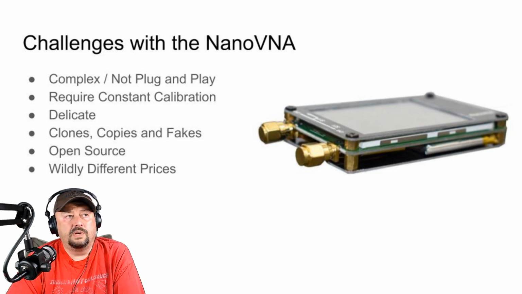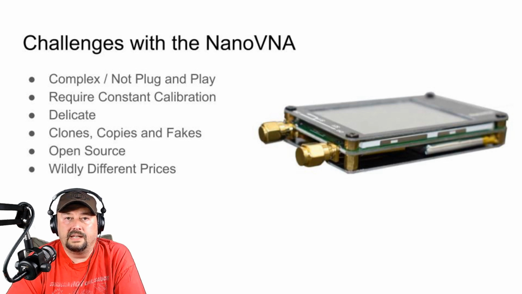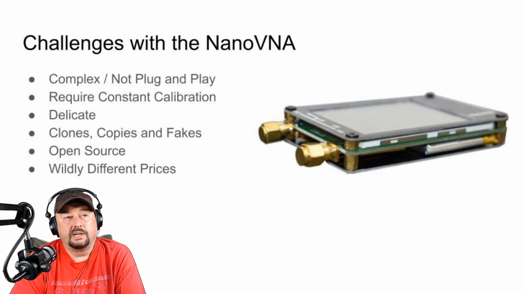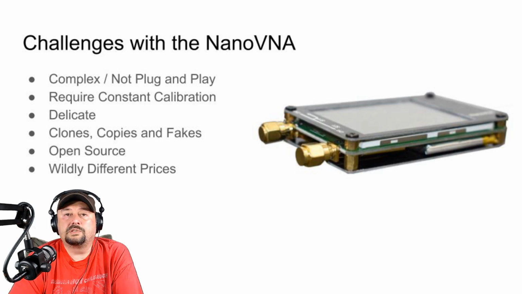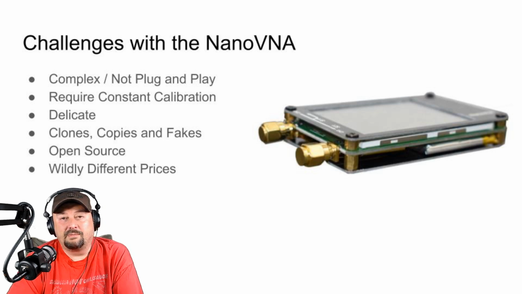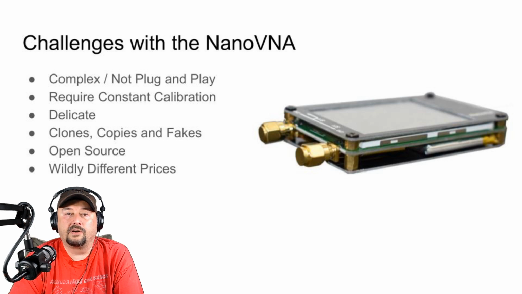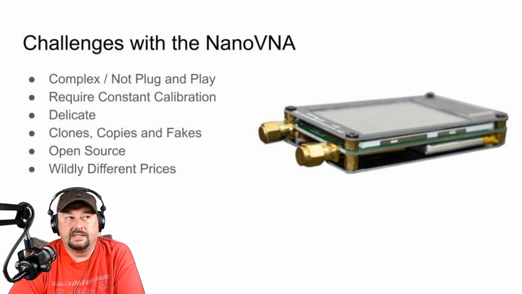Because it's open source, you have clones, copies, and fakes, and many NanoVNAs that aren't legit NanoVNAs on the market. Sometimes these come with or without a battery, sometimes they come with or without shielding, and sometimes they come with older firmware, possibly not even the firmware that should be on them. They're open source. And I know that that's a benefit, but it's also a challenge because with them being open source, the opportunity to have errors or mistakes entered into the environment exists.